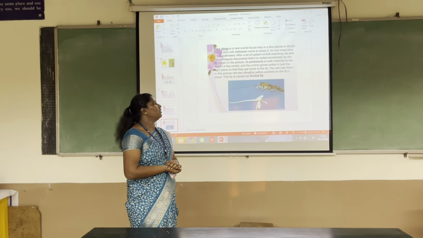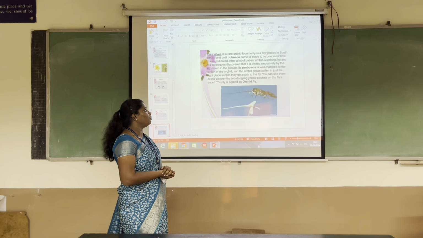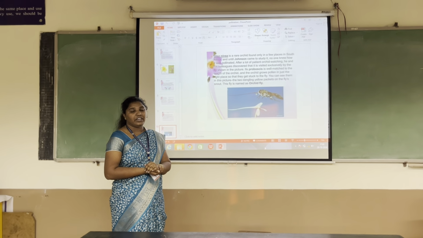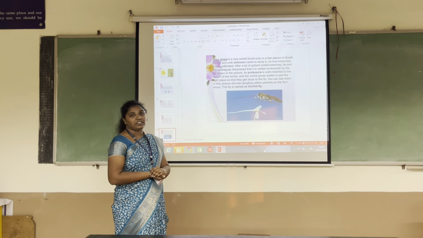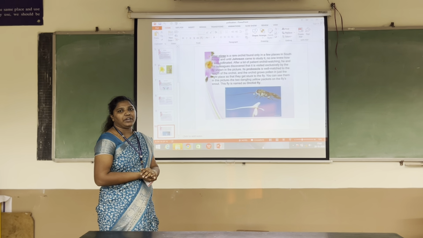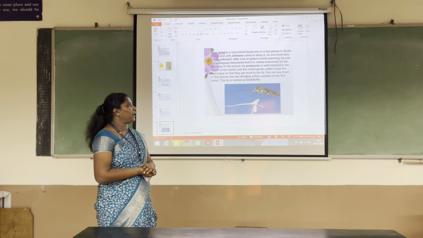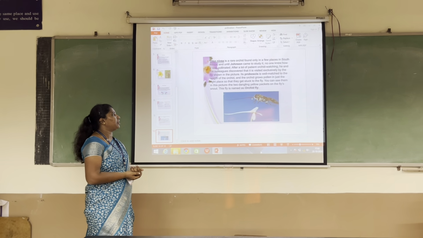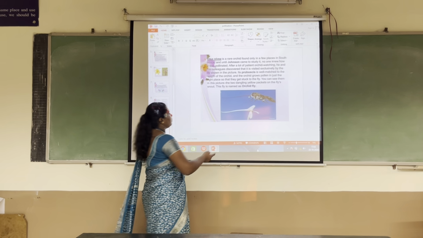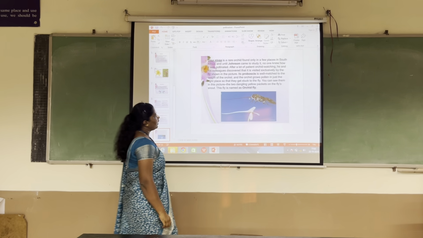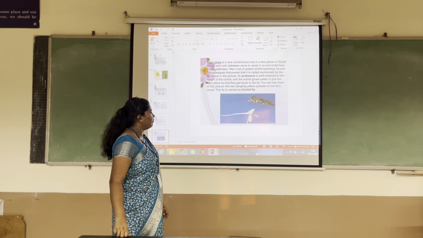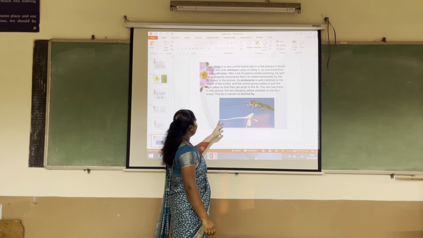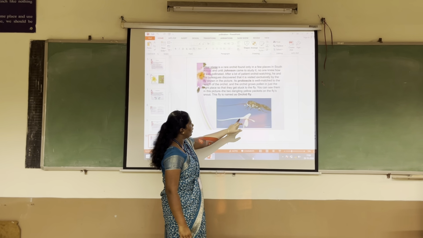Disa is a rare orchid found only in a few places in South Africa. Until Johnson came to study it, no one knew how it was pollinated. After a lot of patient orchid watching, he and his colleagues discovered that it is visited exclusively by the fly shown in the picture. Its proboscis is well matched to the length of the orchid. Here we can see the proboscis of this insect, which is the pollinating agent. It matches the length of the orchid.